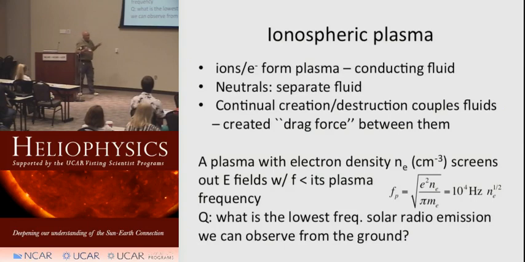The reason the ions and electrons as a separate fluid are so important is they are the things that respond to electric fields. One of the things they will do is act as a conductor, and they will screen out any electric field that oscillates more slowly than the plasma frequency. Here's the plasma frequency, not the angular frequency, which we're used to seeing. This is the linear frequency. It's basically 10 kilohertz times the square root of the number density in inverse cubic centimeters. This has profound consequences for radio astronomy. As a solar physicist, I would love to see the solar corona at a lot of different frequencies. So my question: what is the lowest frequency I can hope to observe the solar corona at?